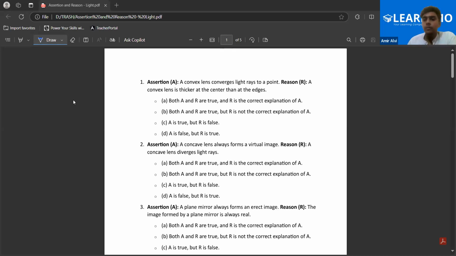What happened, everyone? Harshit, Gianna, Galvin, Ibad, and Ayan. True, sir. True. Okay, next is the reason, which says that the convex lens is thicker at the center than at the edges. So is it true or false? Reason is true.